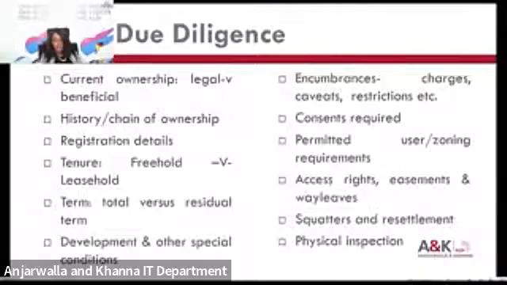Then there'll also be access rights and easements. So you'll need to factor in whether there are already existing easements and wayleaves. If there are none and some are required, then the project company will also have to negotiate and factor this in during the initial stages.